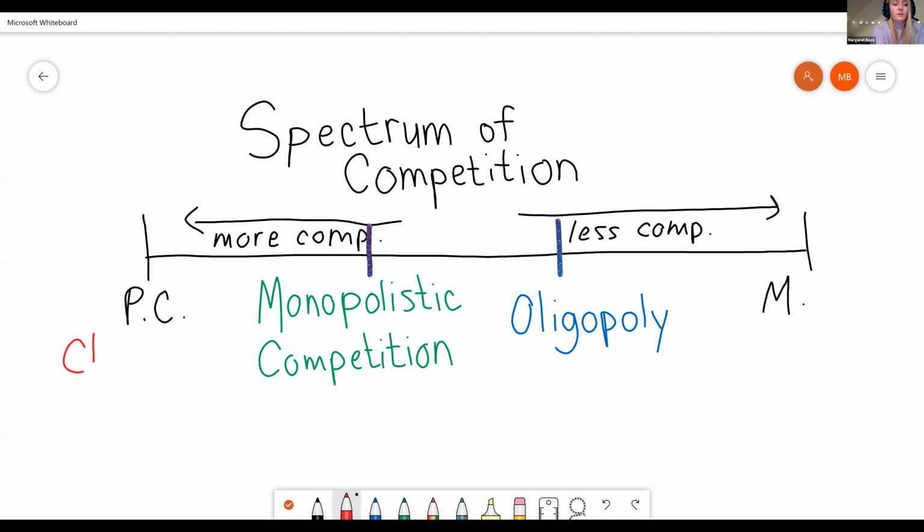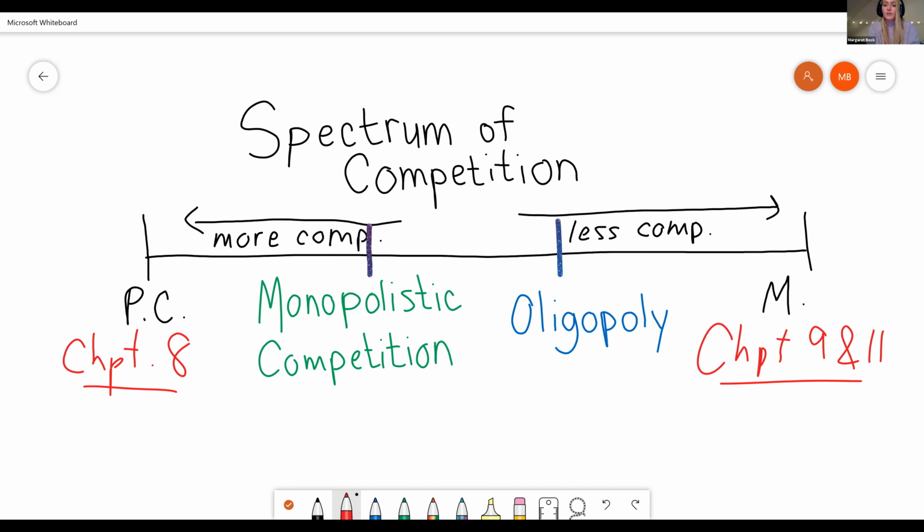In Chapter 8 of the textbook, we covered perfect competition. And in chapters 9 and 11, we covered monopoly. In chapter 10 of the textbook, it covers two different types of market structures that fall in the middle of this spectrum. So they're not perfectly competitive or monopoly. They fall somewhere in the middle of these two extremes.